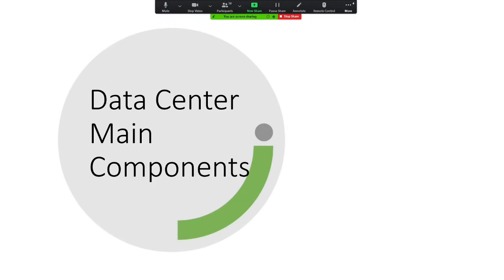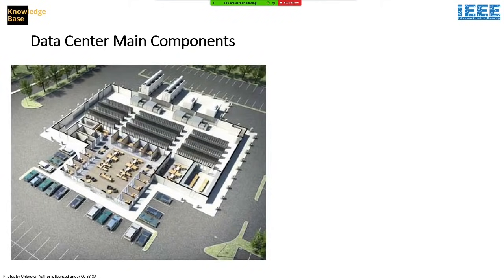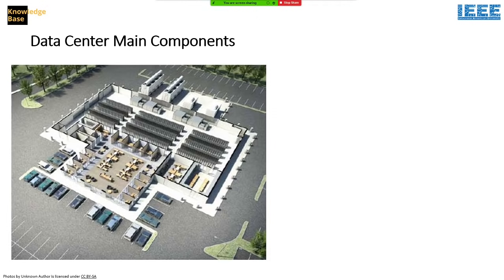Now, let's go and look at the main components of a data center. And as we all know, a data center is mainly about IT. So when we talk about a data center, the main purpose of a data center is to have storage and processing facilities.